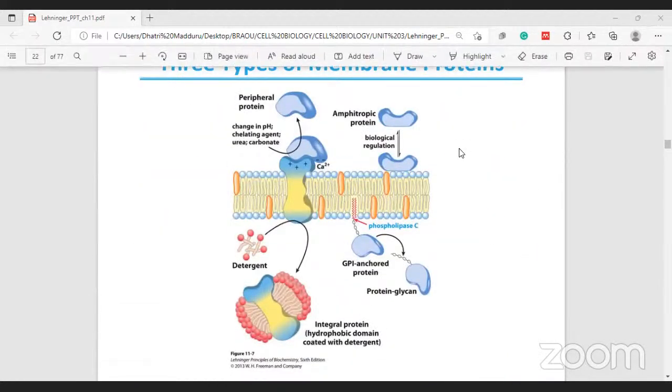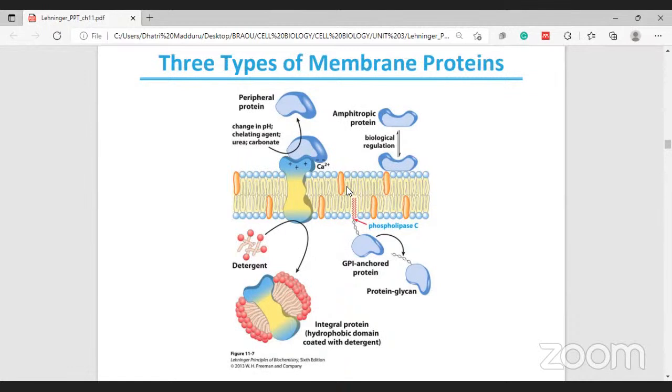So the types of proteins, as I already told you: these are the peripheral proteins, which are just linked. If there is any change in pH, or a chelating agent, or urea, or carbonate, this protein will be released from the attachment. That means you can simply remove it by a simple change of acid. There is no harsh treatment or anything like that. Simply we can remove it.